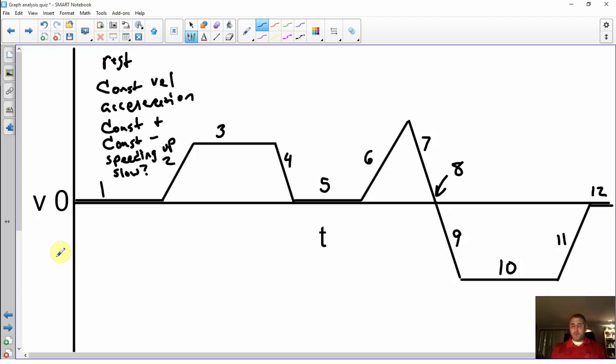But before you do it, remember that we're talking about speeding up and slowing down. This is your zero velocity. So the only point you're at rest is when you're actually here. And then you have to think about what happens when you're speeding up and when you're slowing down. On your piece of paper, jot these down and put the numbers where you think you're at rest: constant velocity, acceleration, positive, negative, speeding up, slowing down. All right, so pause me.